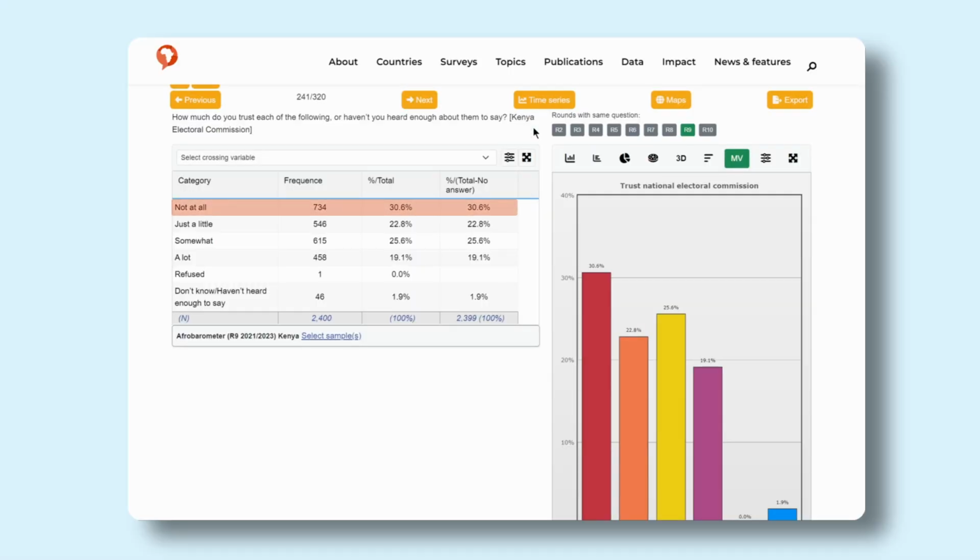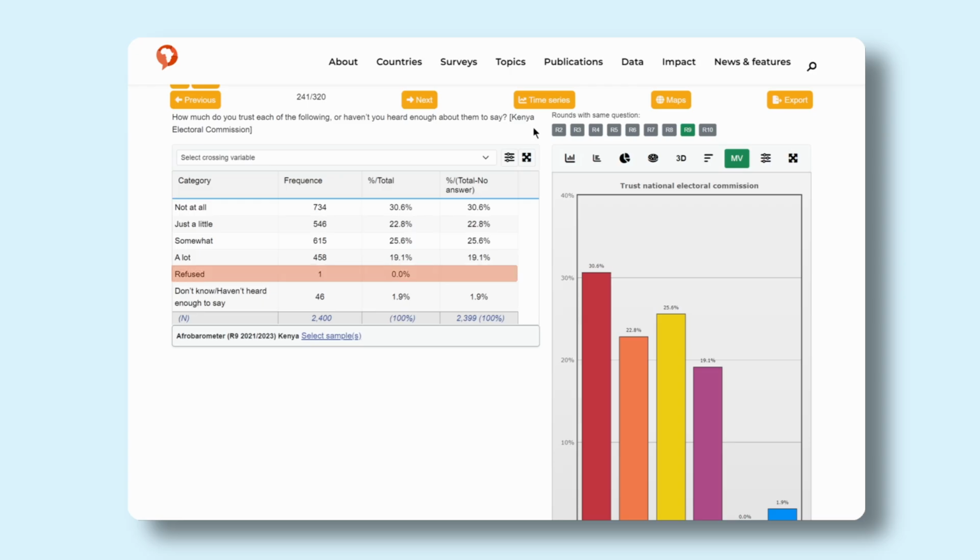Let's look at the first response option for this question, not at all. The value 734 tells us that out of the 2,400 people who were asked this question, 734 selected this response option. This translates to 30.6%, as we can see in column 3. Moving down to the next row, we see that 546 people, which equates to 22.8% of the total, trusted the Kenya Electoral Commission just a little. 615 respondents, or 25.6%, trusted the Commission somewhat, and 458 people, or 19.1%, trusted the Commission a lot.